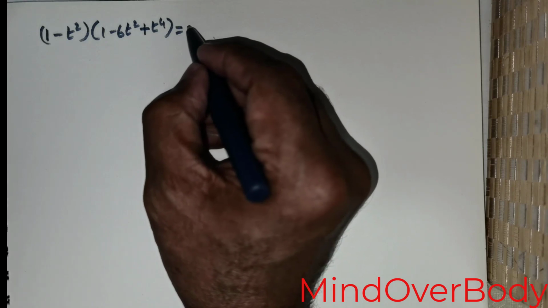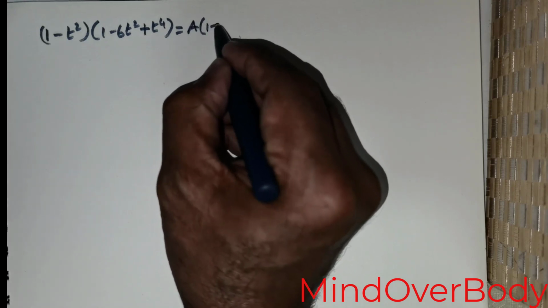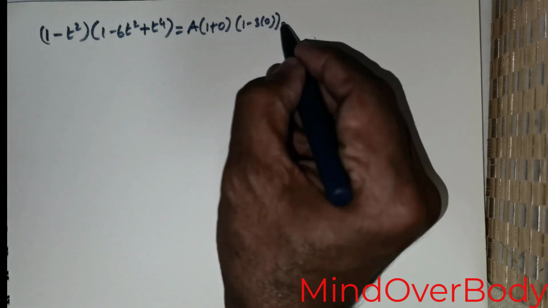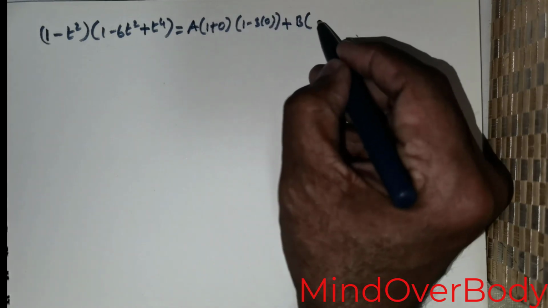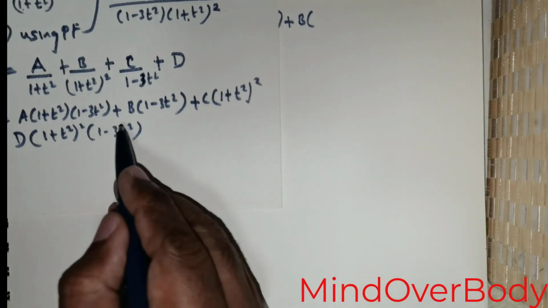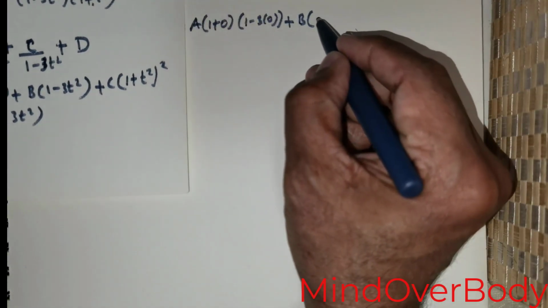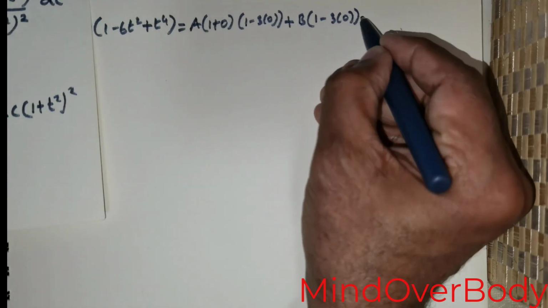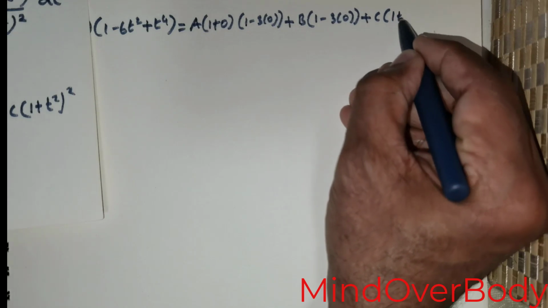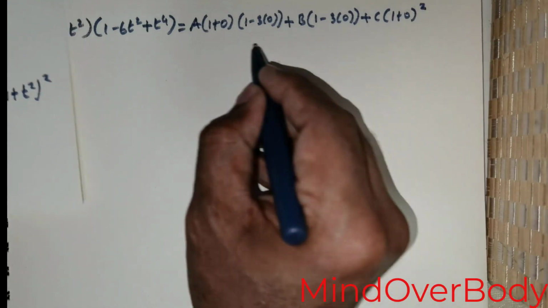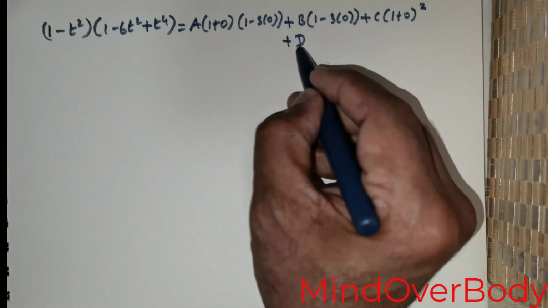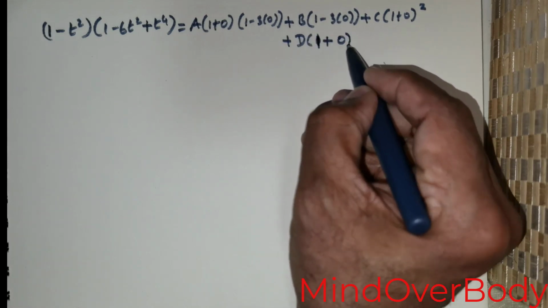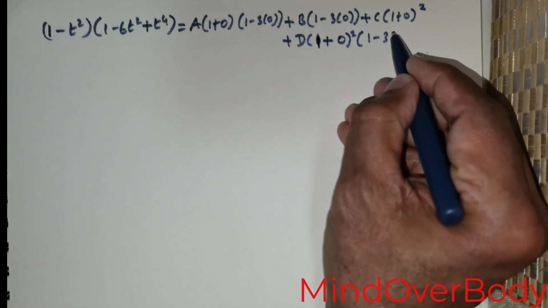So that would mean I would get a of (1 + 0) multiplied with (1 − 3·0) plus b of, I'm actually using the terms here, so b of (1 − 3·0) plus c of (1 + 0) raised to the power 2, plus d of (1 + 0) raised to the power 2 of (1 − 3·0).